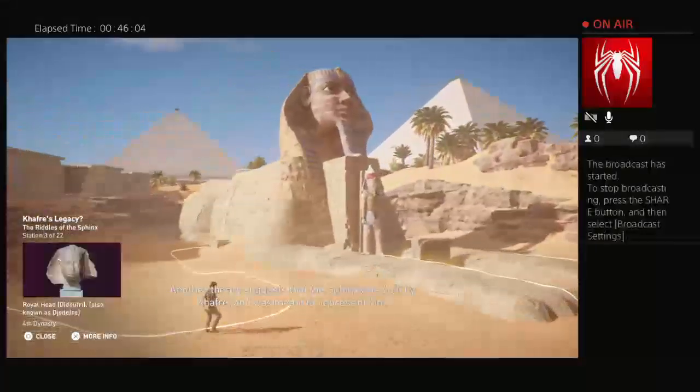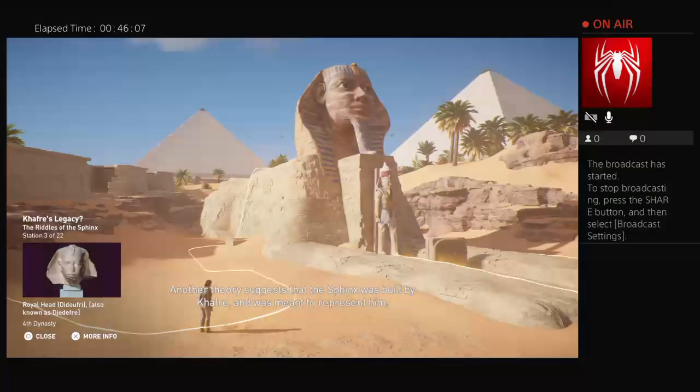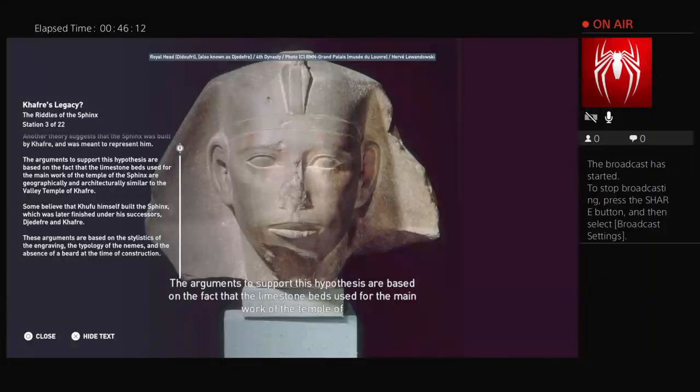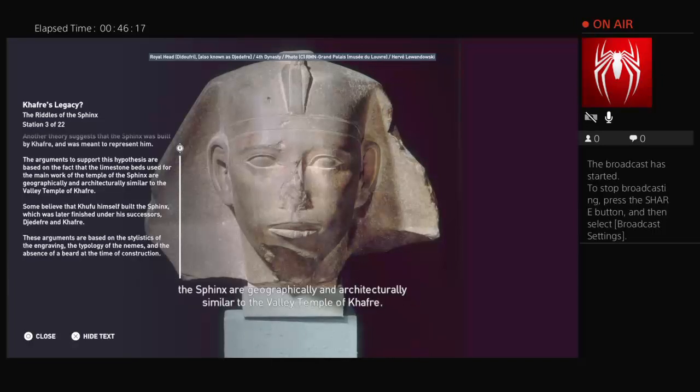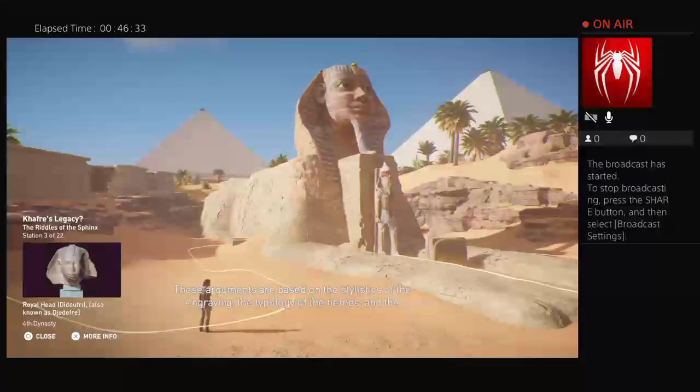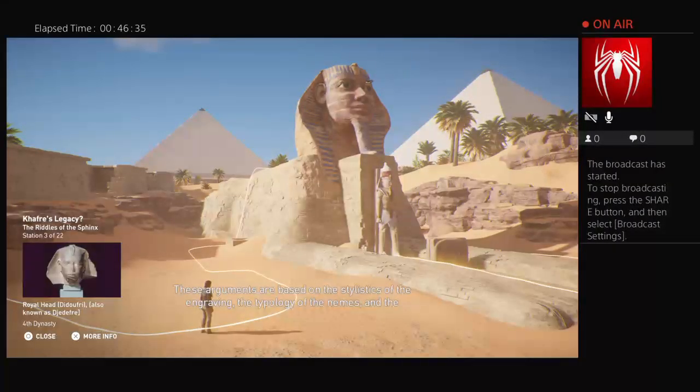Another theory suggests that the Sphinx was built by Khafre and was meant to represent him. The arguments to support this hypothesis are based on the fact that the limestone beds used for the main work of the Temple of the Sphinx are geographically and architecturally similar to the Valley Temple of Khafre. Some believe that Khufu himself built the Sphinx, which was later finished under his successors, Djedefre and Khafre. These arguments are based on the stylistics of the engraving, the typology of the nemes, and the absence of a beard at the time of construction.